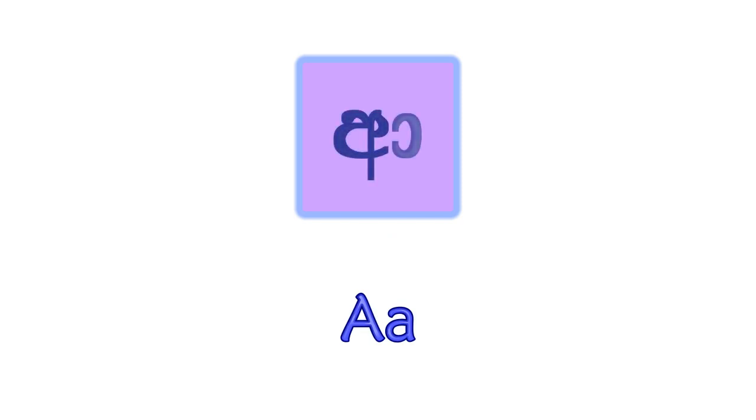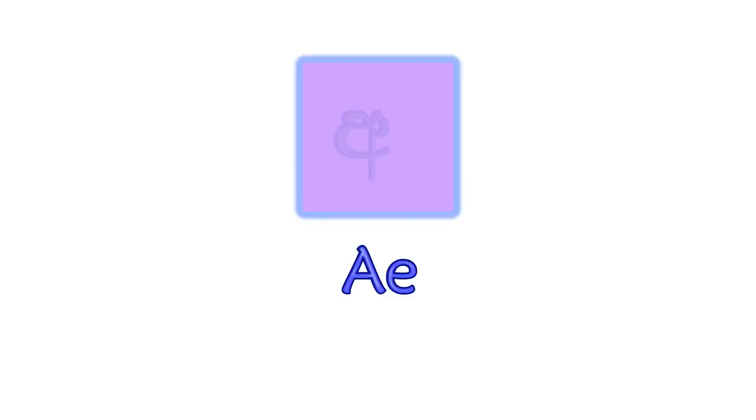Next letter is the long sound of a. To write this letter, you first write a, and then you add a small part to this letter like this. Then it sounds ah.